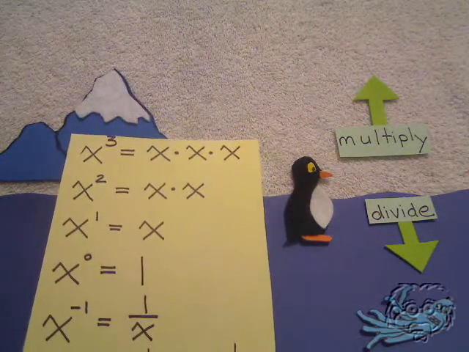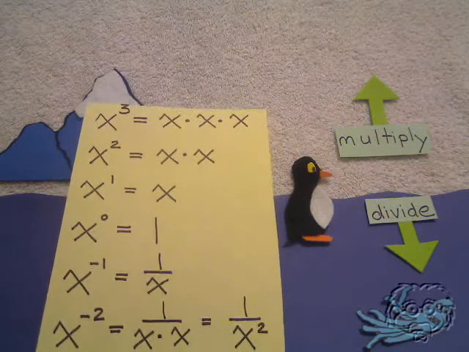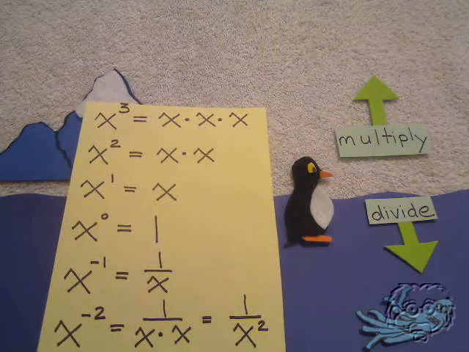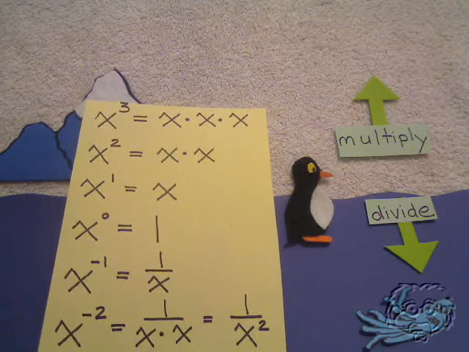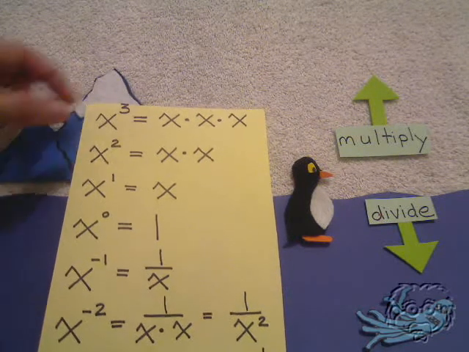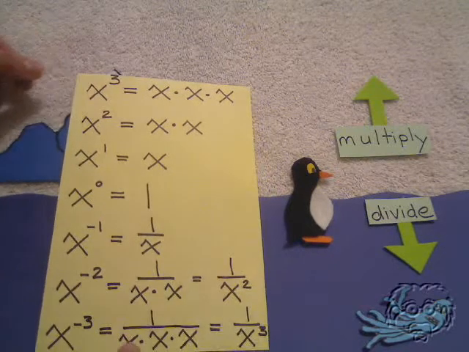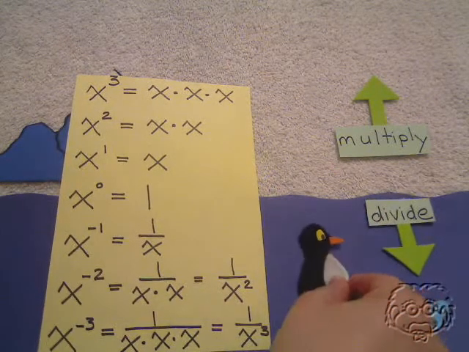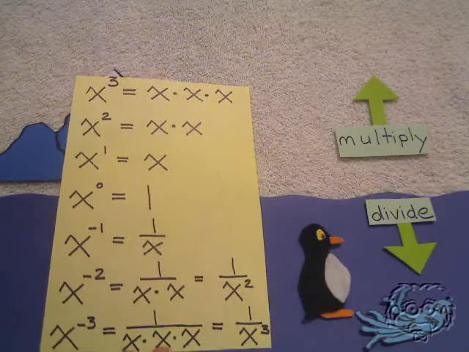He wanted to go deeper though, so he divided by x again. That was 1 over x times x, or 1 over x squared. And again, if we decrease the exponent, that means it would be x to the negative 2. So Danny managed to swim down into the ocean by dividing again and again.